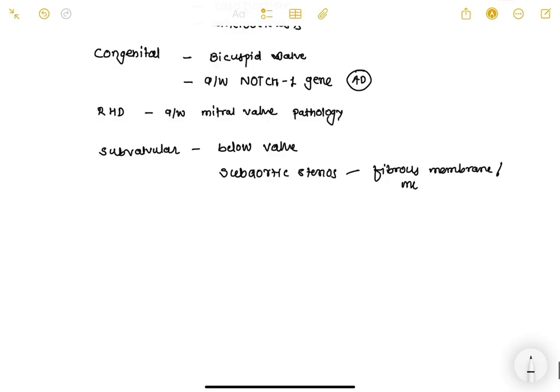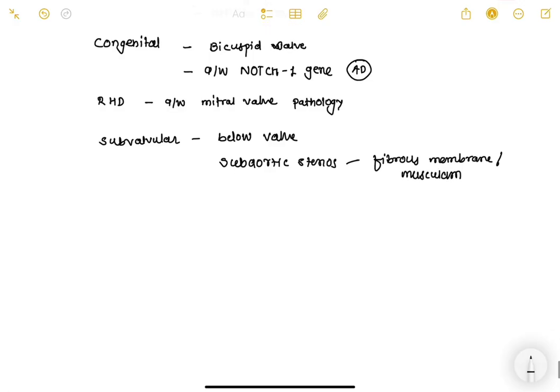Or muscular membrane will narrow the LV outflow. So there is a fibrous membrane or muscular membrane that lies near the LV outflow, that is near the aortic valve. So it will decrease the diameter of the valve. Also it occurs in HOCM.